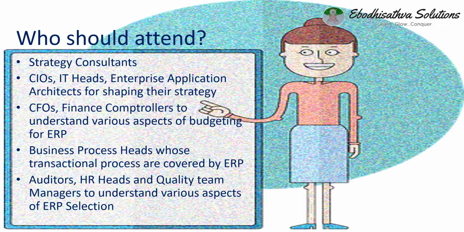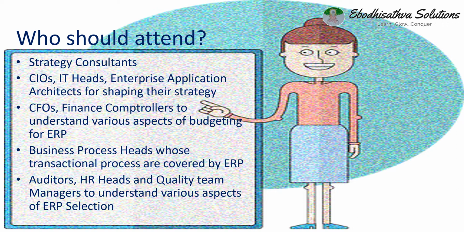This course provides maximum benefit to two categories of attendees. The strategy consultants who want to drive their customers in a systematic way for selection of ERP. Then the critical group of the customers, the CIOs, IT heads, and enterprise architects, who generally drive the ERP initiative in an organization to shape their own internal strategy. It will also be useful for the CFOs or financial controllers to understand various aspects of budgeting for ERP and where it can go wrong.